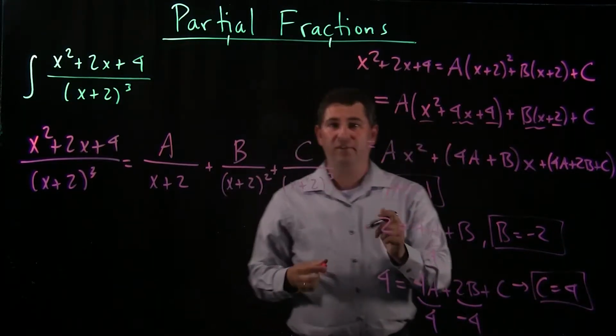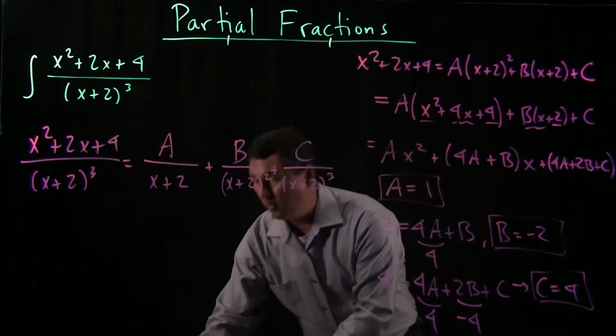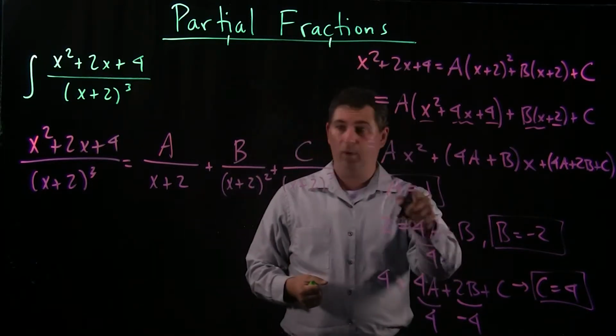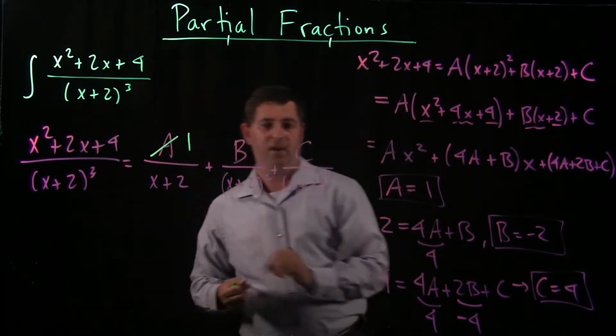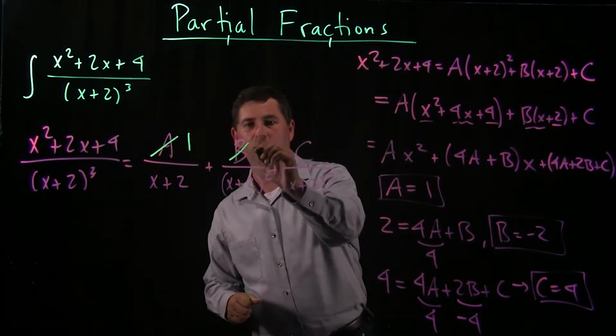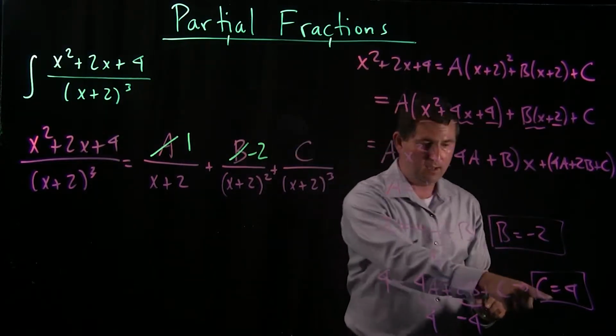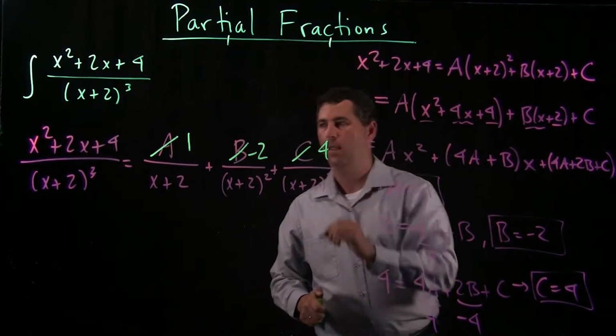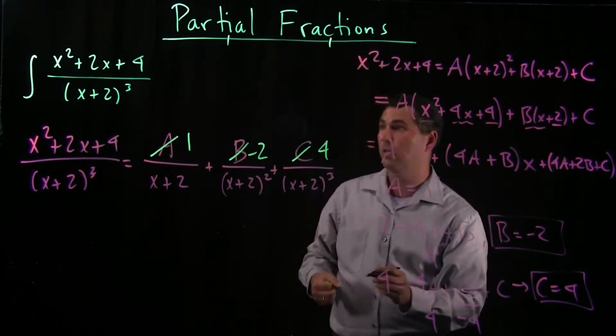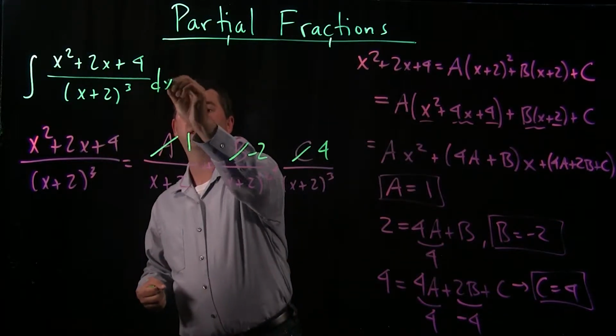Okay, so this allows us to go back and rewrite, instead of an a, we get a 1. Instead of a b, we get a negative 2. And instead of a c, we get a 4. And so our integral can now be rewritten, which by the way should have a dx.